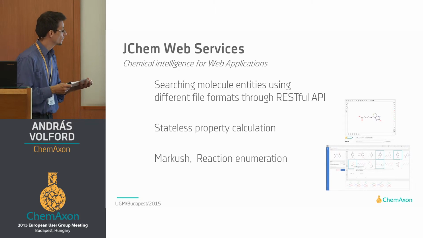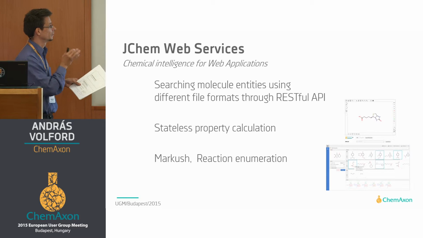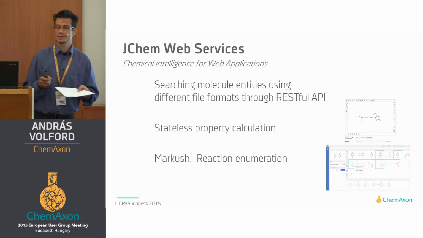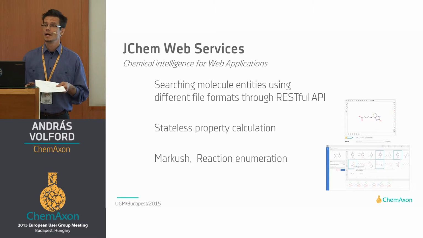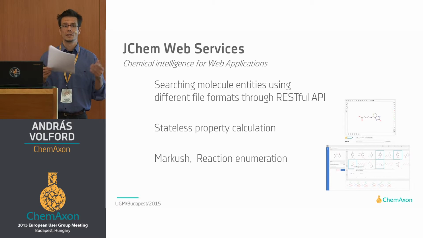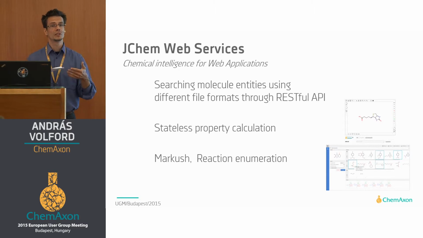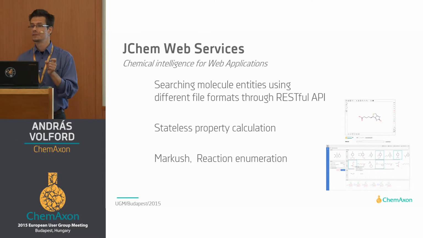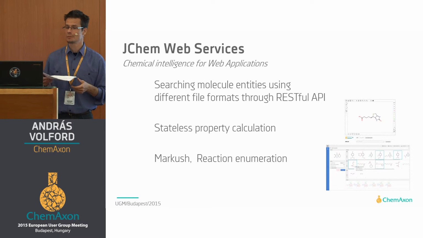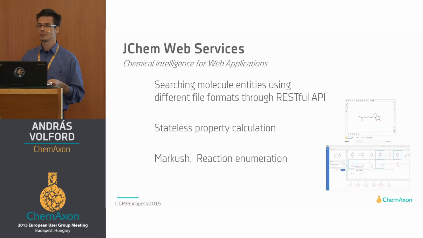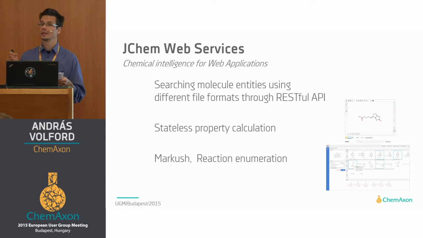Moreover, it is not just the database handling capabilities there, but also stateless property calculation. For example, Marvin.js is using this web service to calculate 2D coordinates for a structure, or to convert between different structural file formats. The other important feature is the Markush and reaction enumeration, which is used in the Plexus Suite design module.